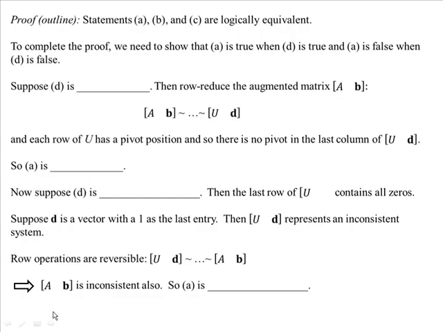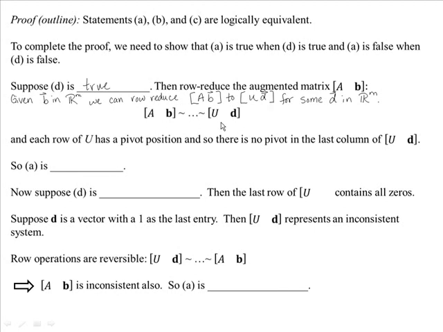So we're going to look at a proof, and this is just an outline of the proof. Statements A, B, and C are logically equivalent. So to complete the proof, we need to show that A is true when D is true, and A is false when D is false. First we're going to suppose that D is true. Then we can row reduce our augmented matrix [A b]. So given a vector b in Rm, we can row reduce our augmented matrix [A b] to some new matrix [U d] for some vector d in Rm.